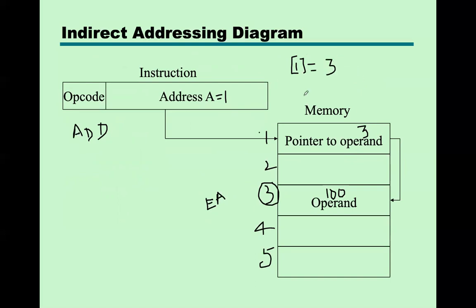And the content of 3 is equal to 100. So the data will not be shown in the bracket. If it is shown in the bracket, it is the address. So what is the effective address? 3 is the effective address. So 1 is equal to 3, and 3 also is an address, it is not the data. In 3, it is the data.